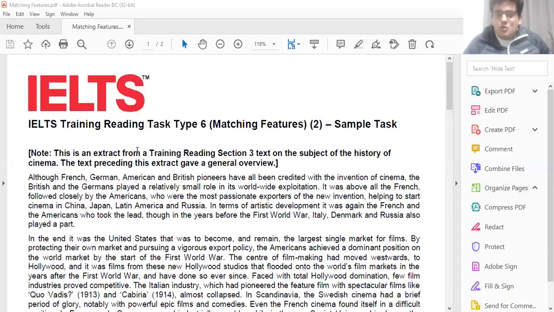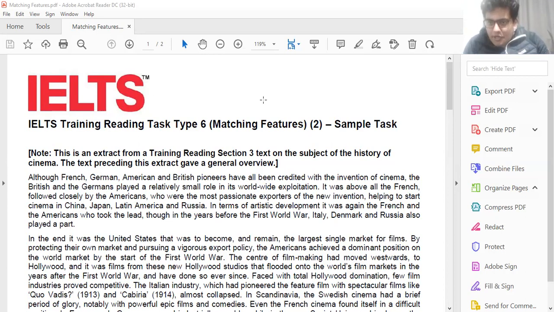So, IELTS reading task type 6, matching features. Note, this is an extract. What is an extract? A portion, a section from a training reading section 3 text on the subject of the history of cinema. The text preceding this extract, preceding means the text that came before this extract, gave a general overview. What is the overview? A generic encapsulation. In other words, a summary. Okay, so this is a text based on the topic of cinema.